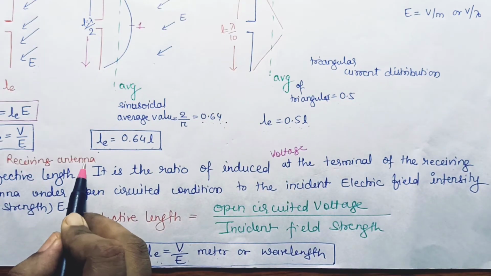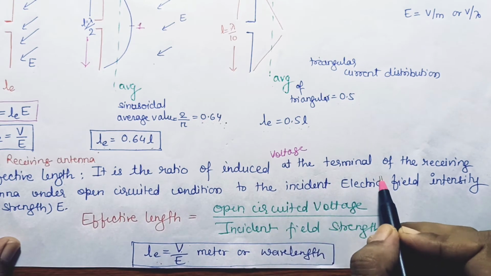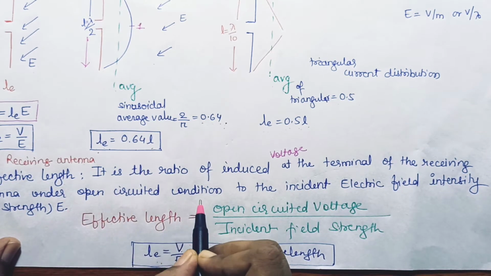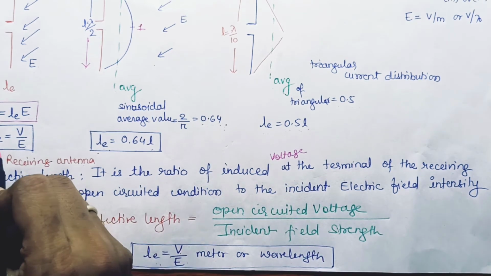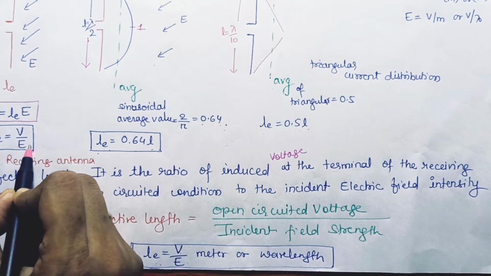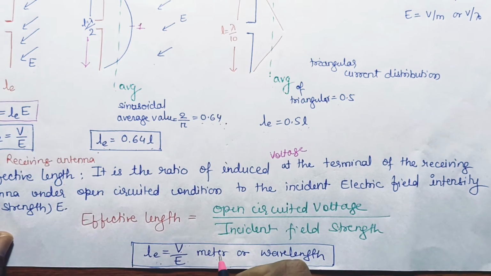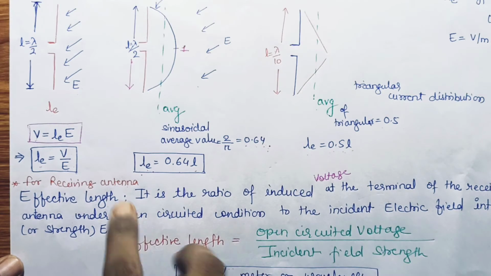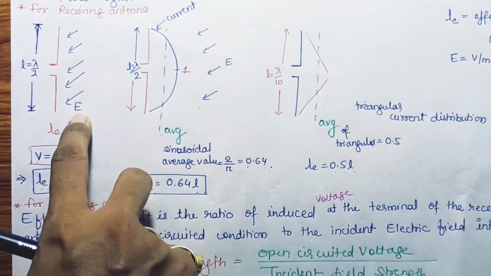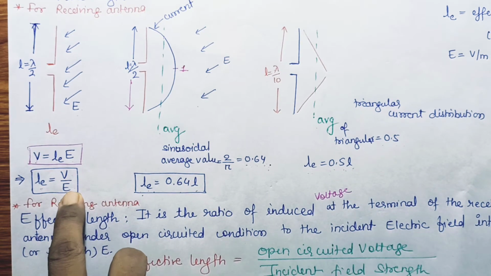Now for a receiving antenna, effective length is the ratio of the induced voltage at the terminals of the receiving antenna under open circuited condition to the incident electric field intensity E. Means L is equal to voltage induced upon incident electric field intensity. So L is equal to V by E in meters or in wavelength. So we are getting this effective length for a receiving antenna. We have a dipole antenna and we are receiving an electric field. We have effective length by using voltage induced and electric field intensity.